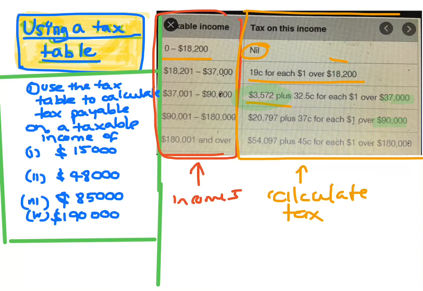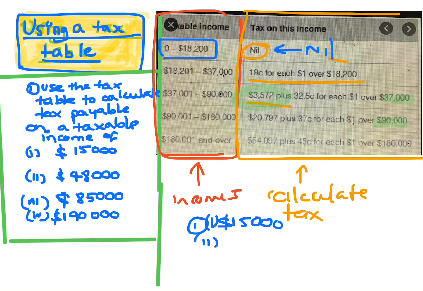Okay, so let's look at calculating some of this tax. Alright, so 15,000, that's the first one. So 15,000 is in the first bracket there, and you earn nil. Okay, 15,000, so the tax will be 0 for that one.